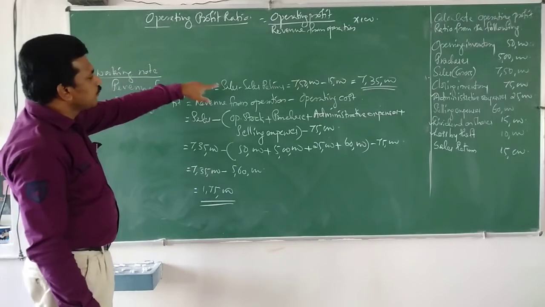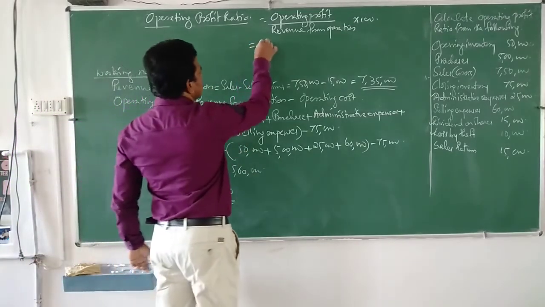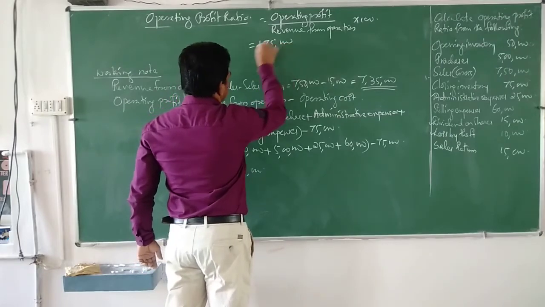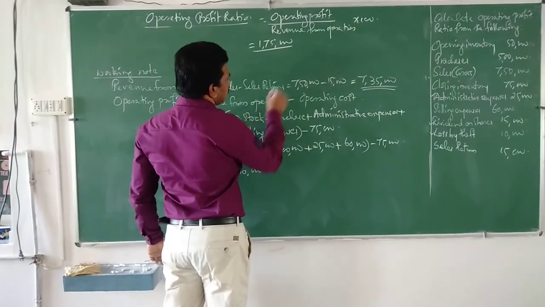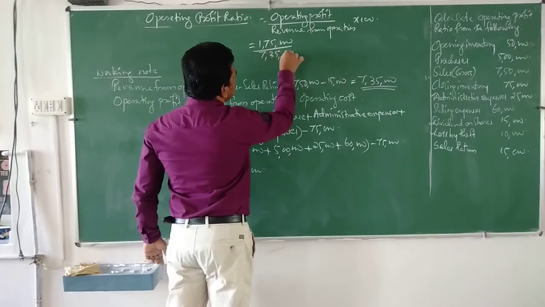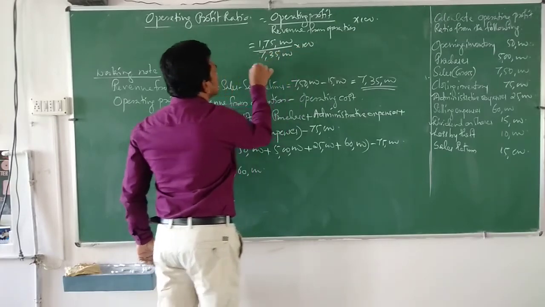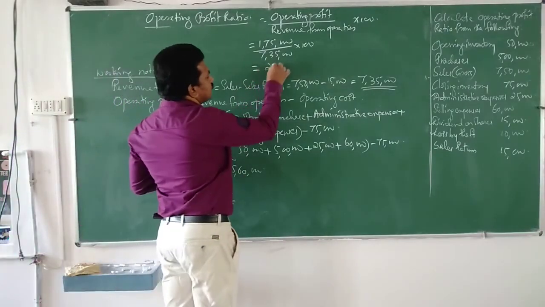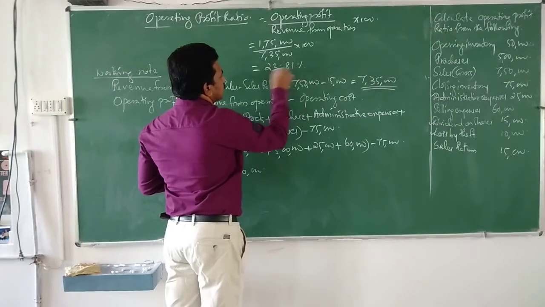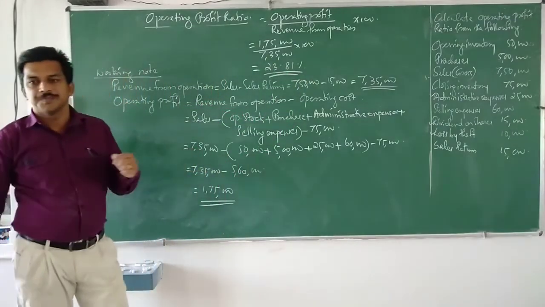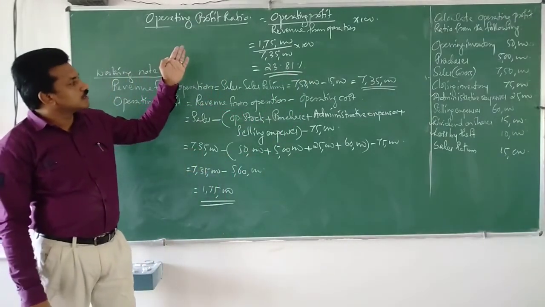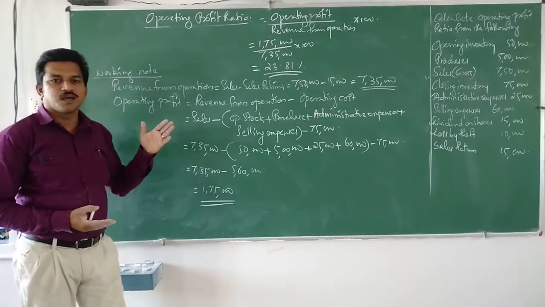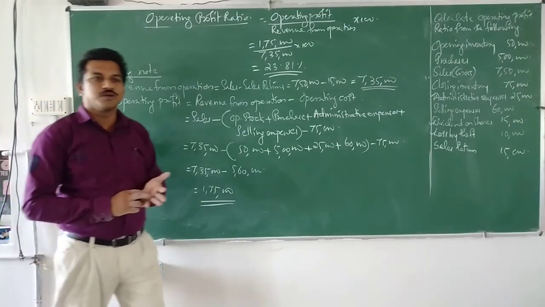Now operating profit divided by revenue from operation into 100. 1,75,000 divided by revenue from operation 735,000 into 100. So how much will we get? It's 23.81%. Okay. So this is the way of calculating operating profit ratio. Now let us calculate the next ratio.